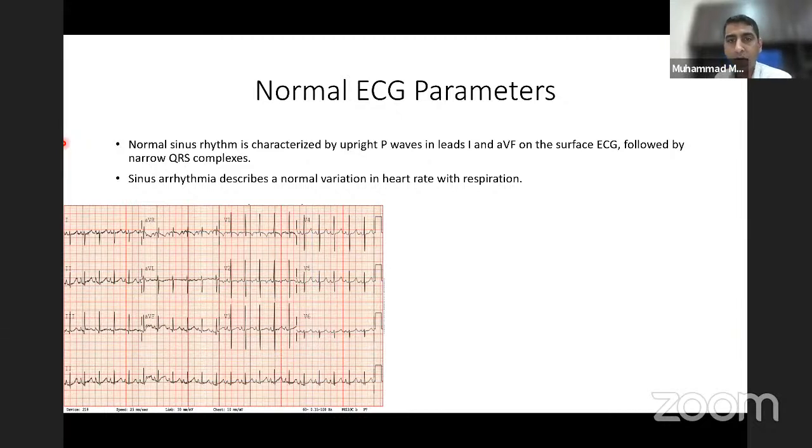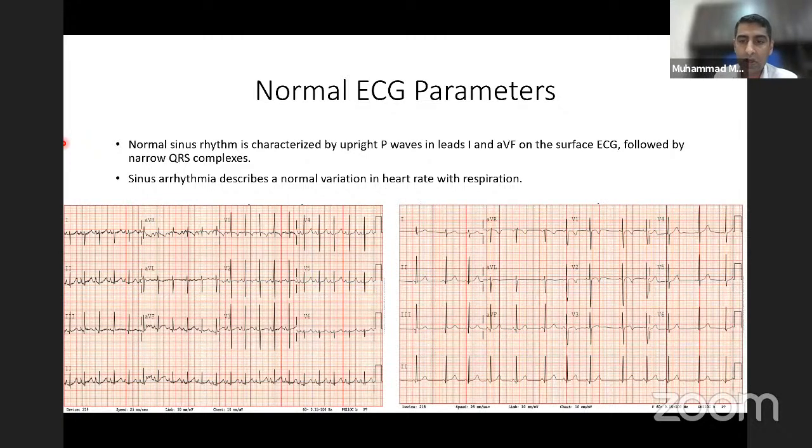Similarly, the most common reason for getting a consultation from the NICU and pediatric ward is irregularity in the heart rhythm. If you see the second ECG I showed, this is sinus arrhythmia, which is a normal variation in heart rate with respiration. It's called arrhythmia, but it's a normal rhythm. And we know whenever we inspire, our heart rate increases, and whenever we expire, our heart rate decreases.